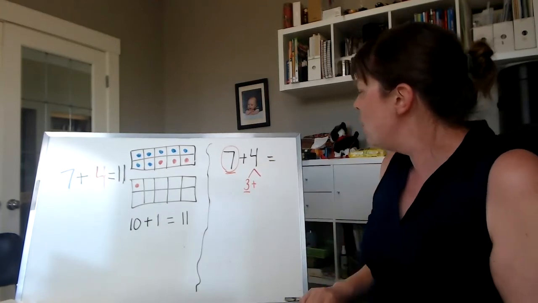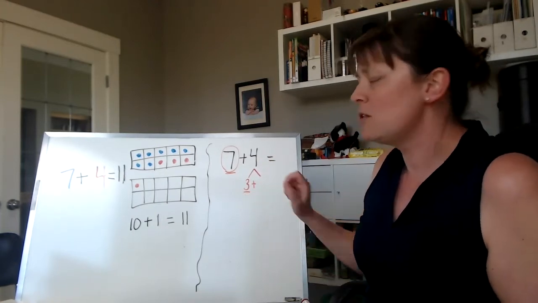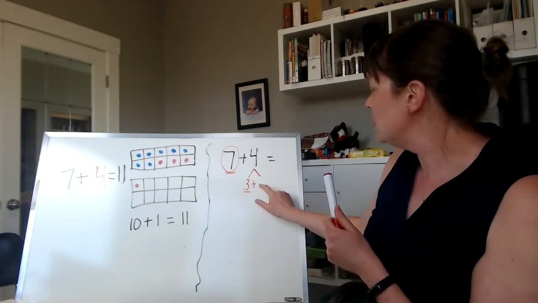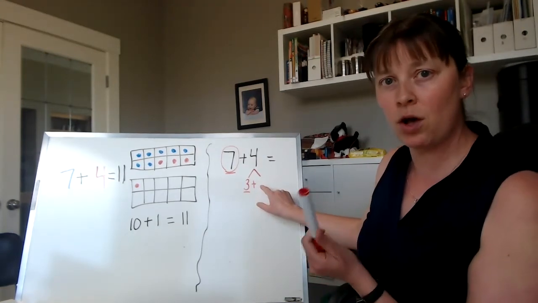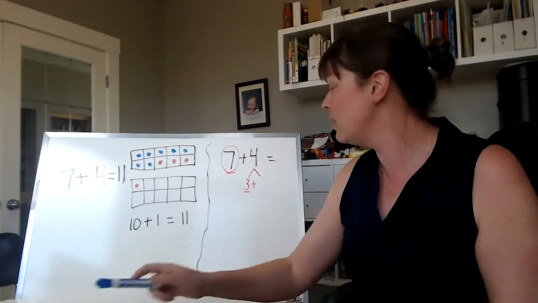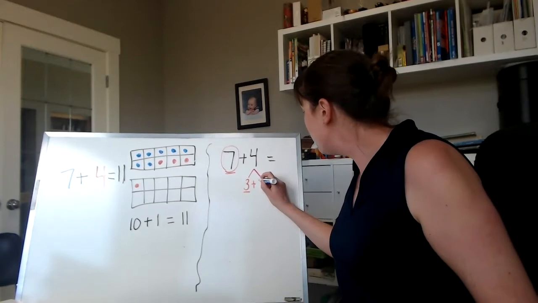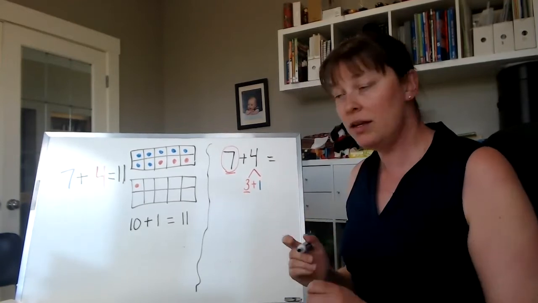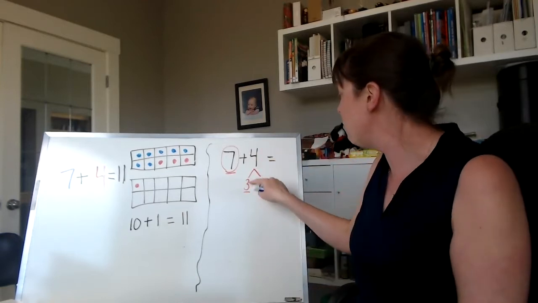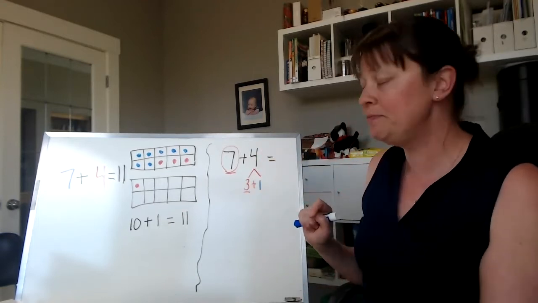So let's look. 4, 3 plus what? Think of fact families, or think of part, whole. What's the other part to make this a whole or a fact family? And if you guessed it's 1, you're right. So we know that 3 plus 1 is going to give us 4. So I'm going to break up my 4 into 3 plus 1.